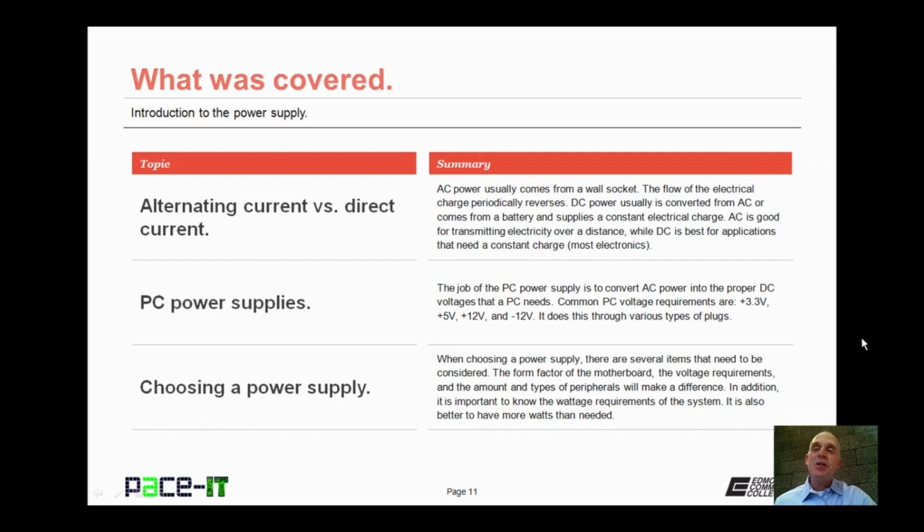Now that concludes this session on the introduction to the power supply. We talked about some of the differences between AC and DC power. We talked about the PC power supply itself, and then we talked about some things that you need to consider when choosing a power supply.